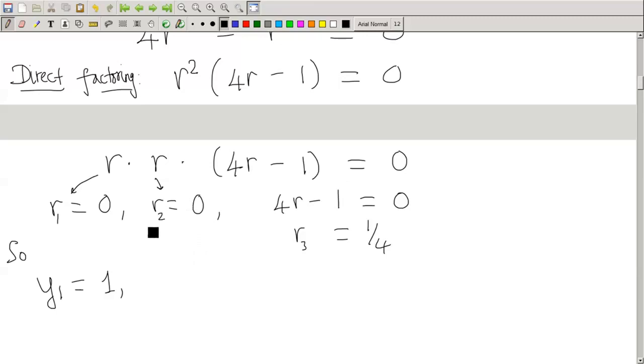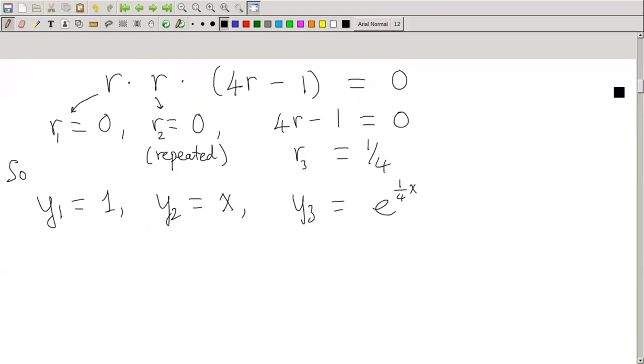This is a repeated root. The second 0 is repeated. We won't be able to take the same term here, so instead, we need to multiply by x. x times 1 is x. That's y2. And then y3 is a new root. We have e to the a quarter of x. We have solved the homogeneous equation to get 3 solutions like this.